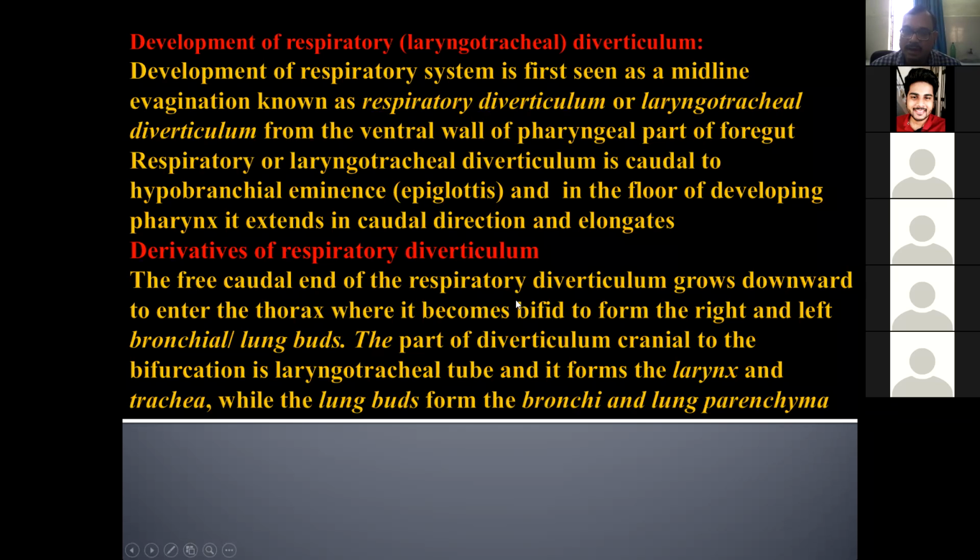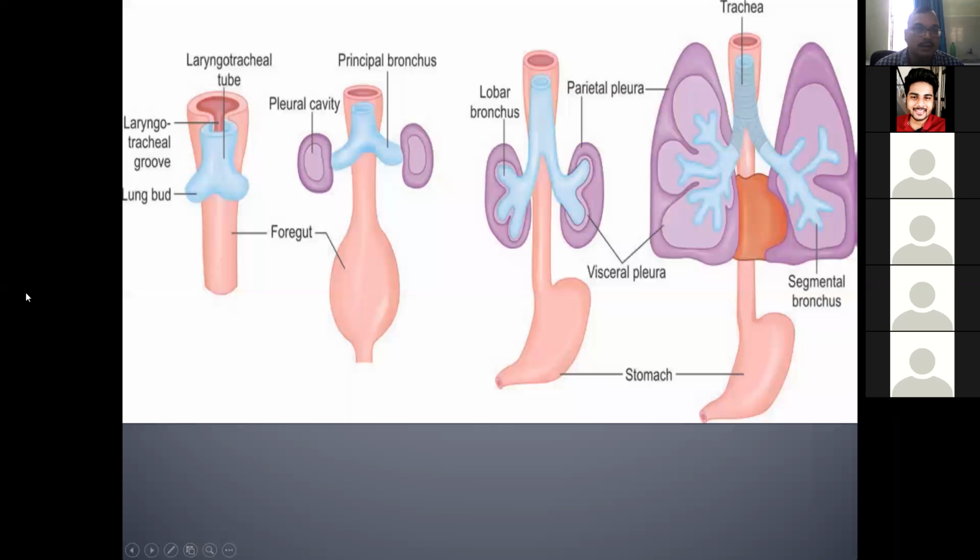The free caudal end of the respiratory diverticulum goes downward to enter the thorax, where it becomes bifid to form right and left bronchial buds. Now you see, this is the cranial part of the respiratory diverticulum, and this part where the bifid structure is formed is the caudal part. This caudal part is bifid, meaning it is getting divided into two structures. Each part is known as a lung bud.